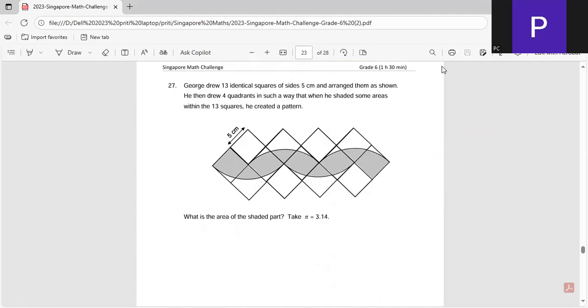The answer for question 27 is, let's just see. The answer for question 27 is 139.